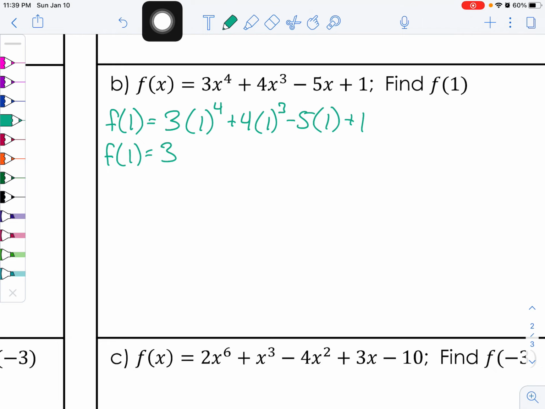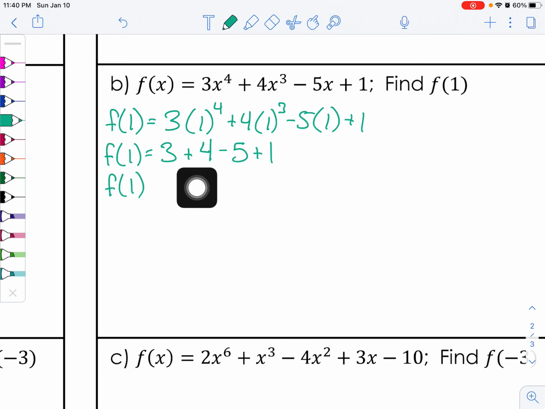So 1 to the 4th is 1. 3 times 1 is 3. 1 to the 3rd is still 1. 4 times 1 is 4. Minus 5 plus 1. So let's see. 3 plus 4 is 7. 7 minus 5 is 2. 2 plus 1 makes 3.